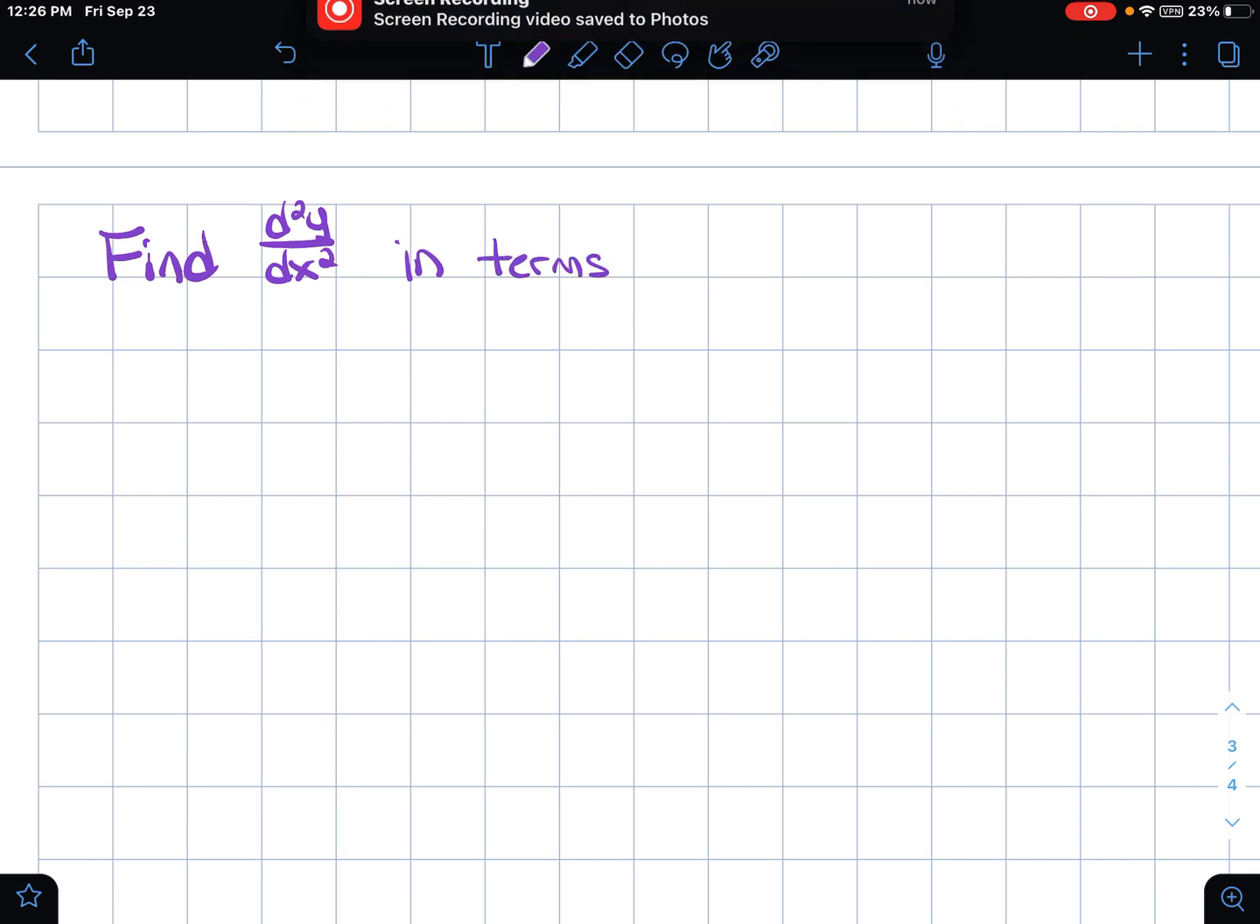And I'm going to be picky about this. I want this to be in terms of x and y. And I'll show you what that means when we get there. So the first one, we'll do something kind of straightforward. We're just going to stick with y squared equals 10x. Okay, the question asks us to find d squared y over dx squared.